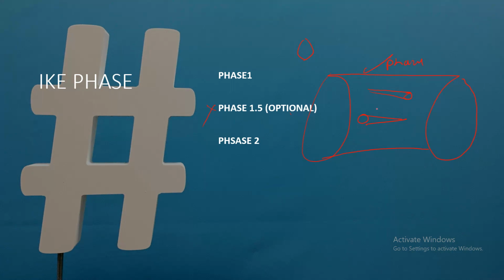Phase 1 is layer 1, and this is layer 2. So data will travel under this phase 2 only. Clear?